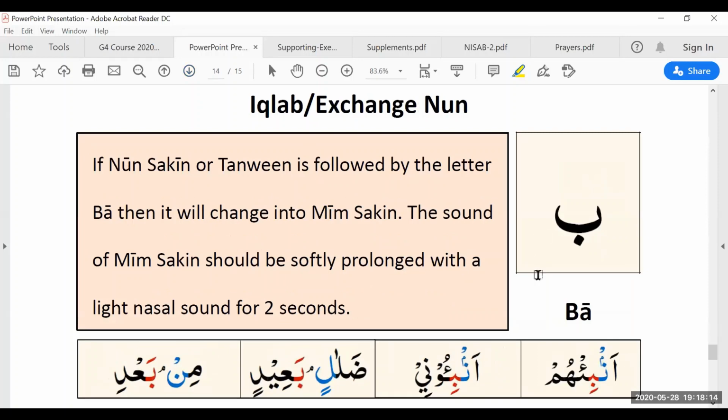Okay, so then we did iqlab of noon sakin or tanween. So if noon sakin or tanween is followed by the letter ba, then the sound of noon sakin will change into meen sakin. And this sound should be softly prolonged with a light nasal sound for 2 seconds. So, bihim. Mim ba'di.